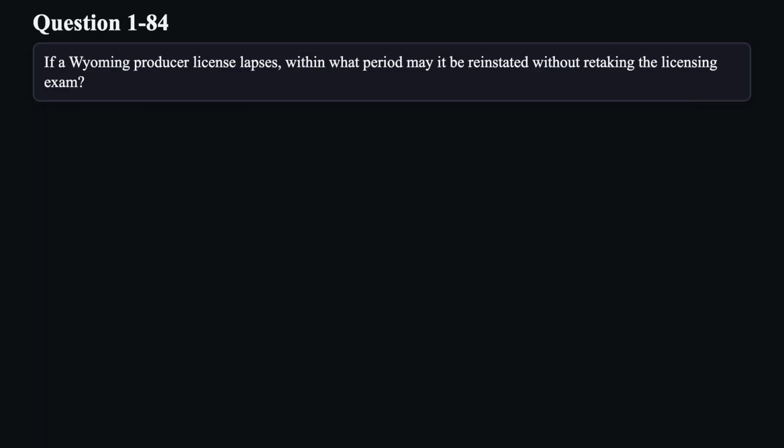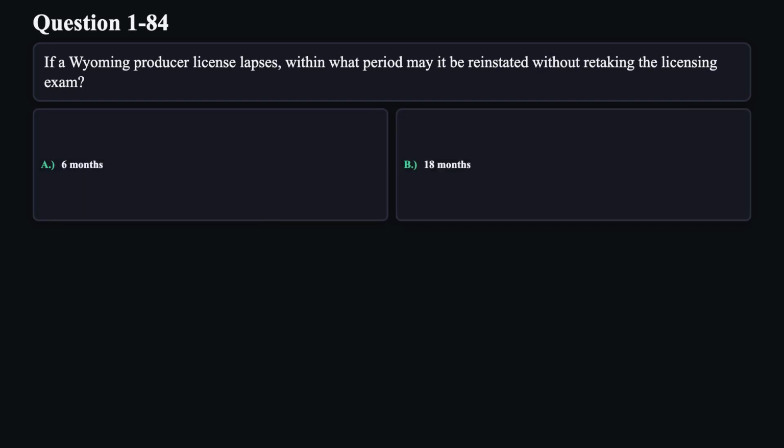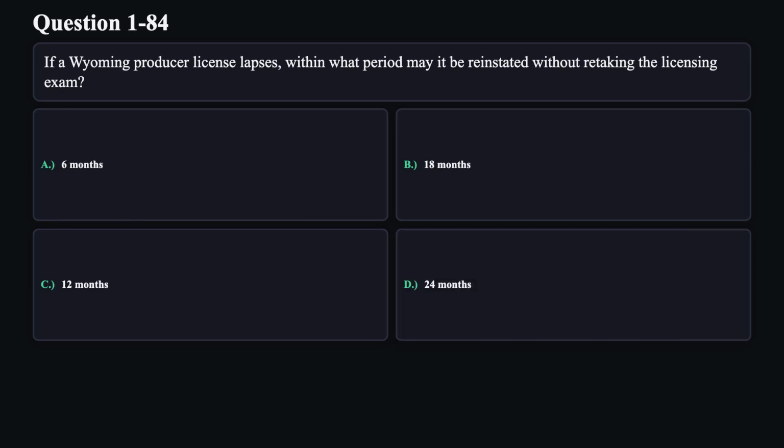Question 84. If a Wyoming producer license lapses, within what period may it be reinstated without retaking the licensing exam? A. 6 months. B. 18 months. C. 12 months. D. 24 months.